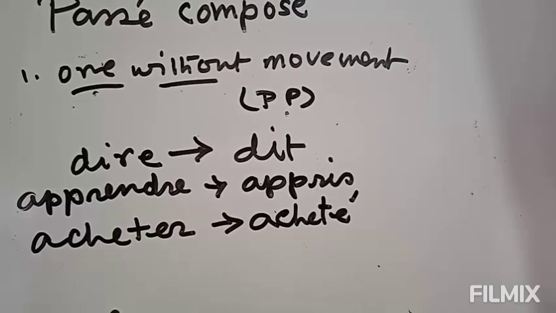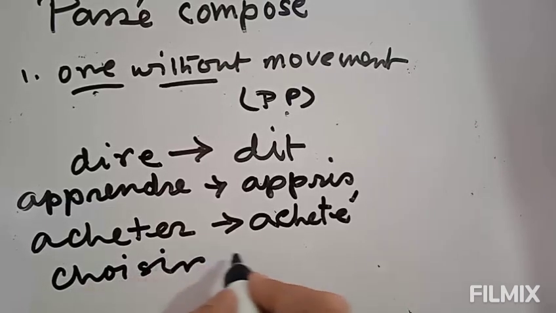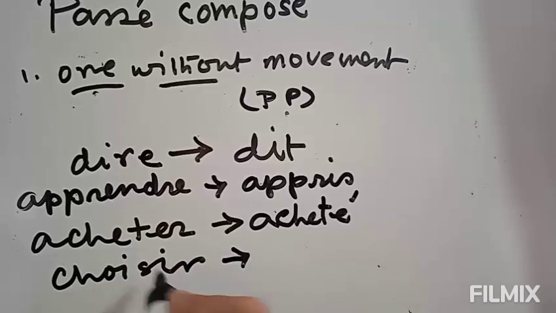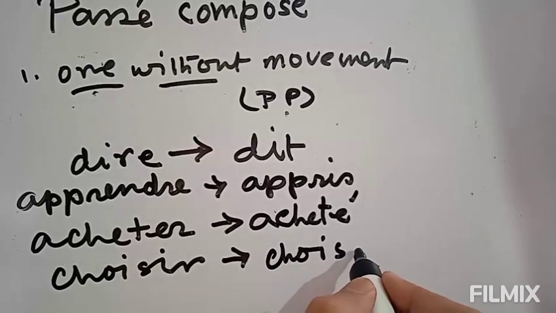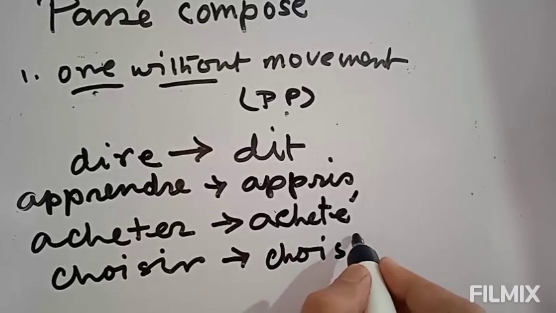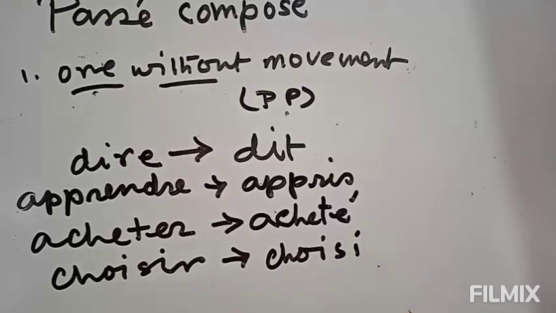And the last verb from the previous list, in the previous video, was choisir. Choisir I have already given you in today's class. Choisir belongs to the same category as finir, so there will be no problem to conjugate it to get the PP, choisi. Choisi is the PP. Okay, I have already shown some examples.